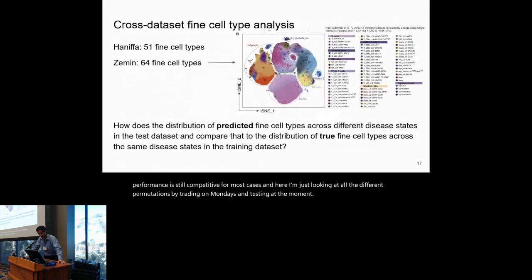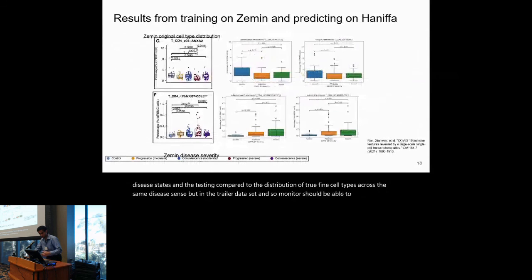And now moving on to what I call fine cell type analysis, you can ask the question, how does the distribution of predicted fine cell types, these are very specific subcell types, across different disease states in the test data set, compare to the distribution of true fine cell types across the same disease states, but in the training data set. And so a model should be able to capture these distribution changes in the target data set. And that is indeed the case.